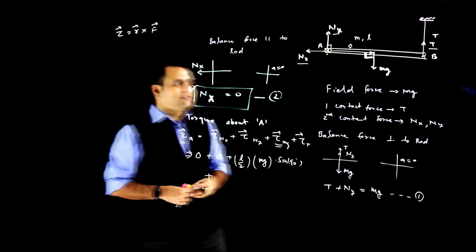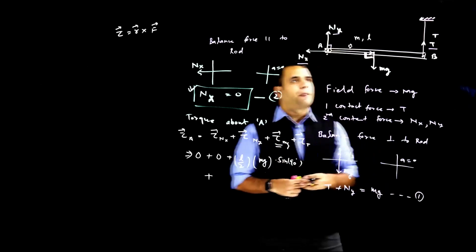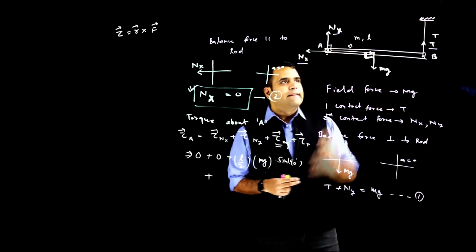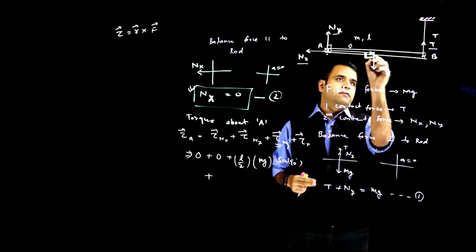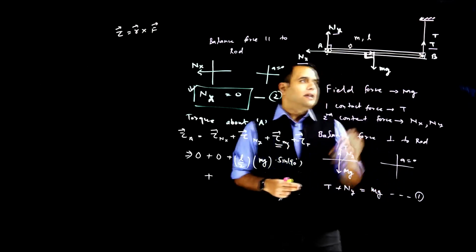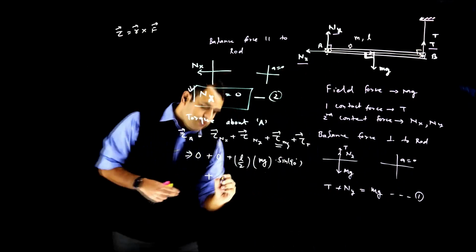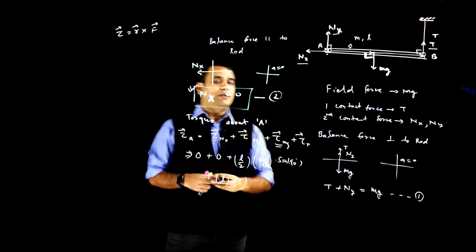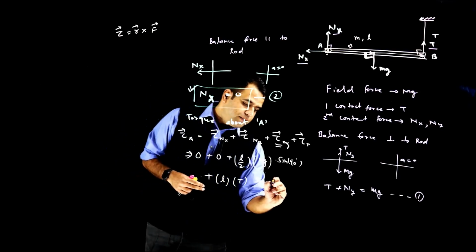Now I will go on to calculate the torque due to tension. Tension is applied at point B, and the position vector, if you see, will be equal to this L. We just have to extend that, and the angle is still 90. So the magnitude of position vector multiplied by the magnitude of the force, that is T, multiplied by sine of 90.